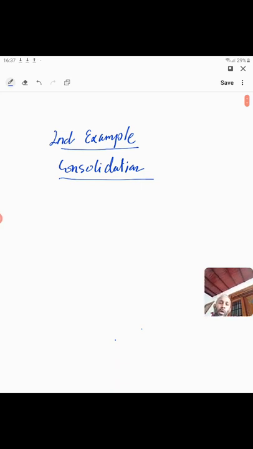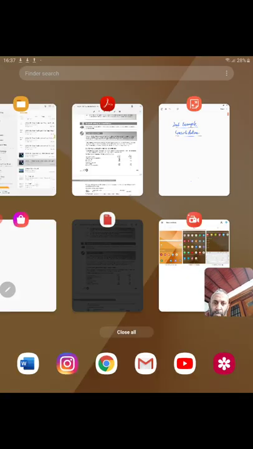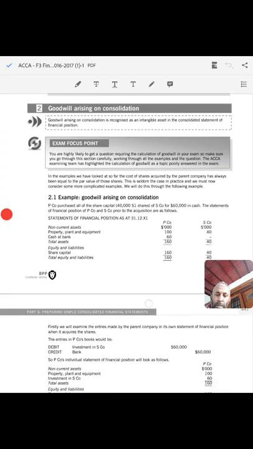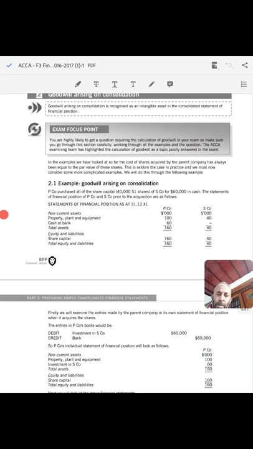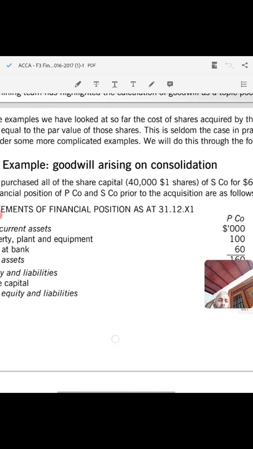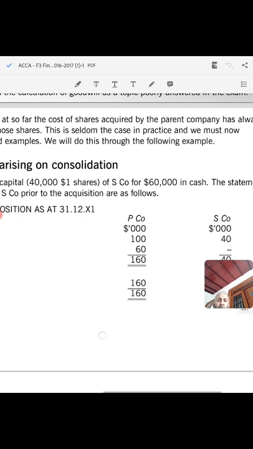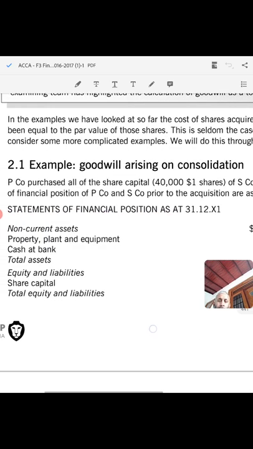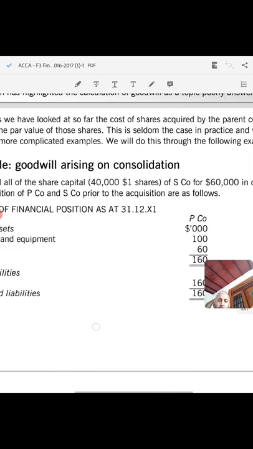Today I'm picking one example of a consolidated statement of financial position. How will we prepare a consolidated financial position when we are encountering goodwill in the question? So I will pick an example. This example says P company purchased all of the share capital, $40,000, one share of S company for 60,000 in cash. The statement of financial position of P company and S company prior to the acquisition are as follows.